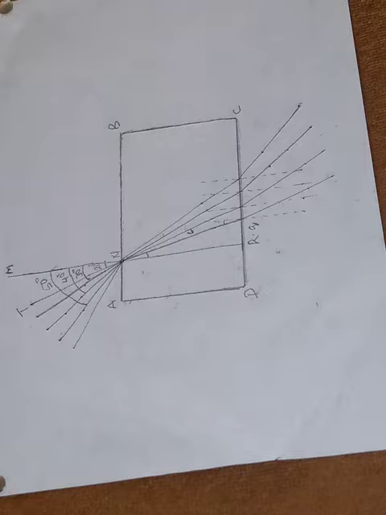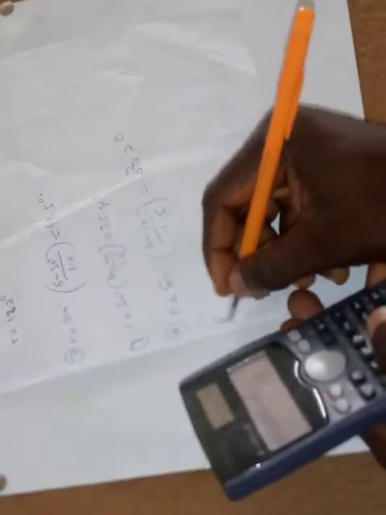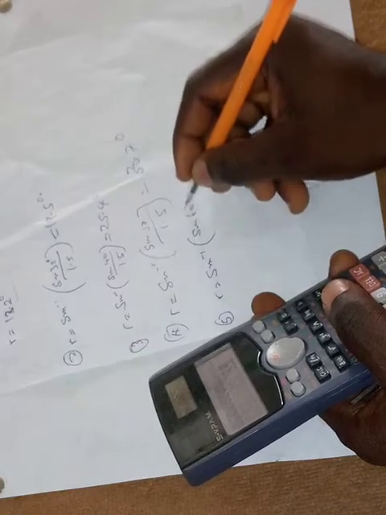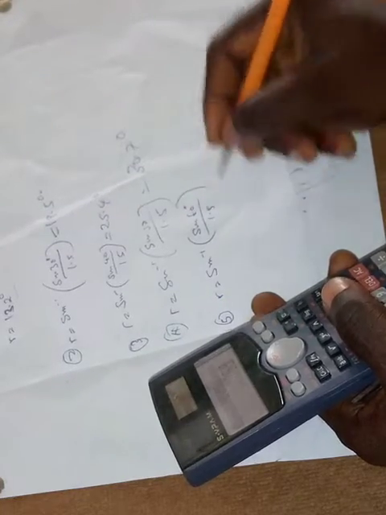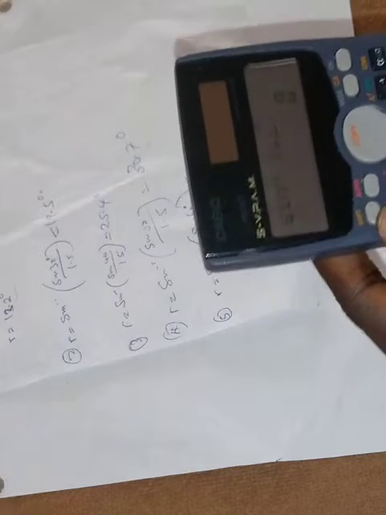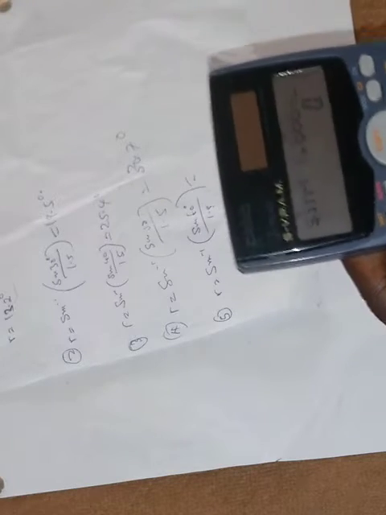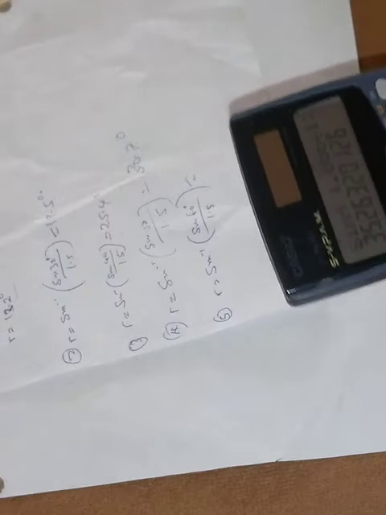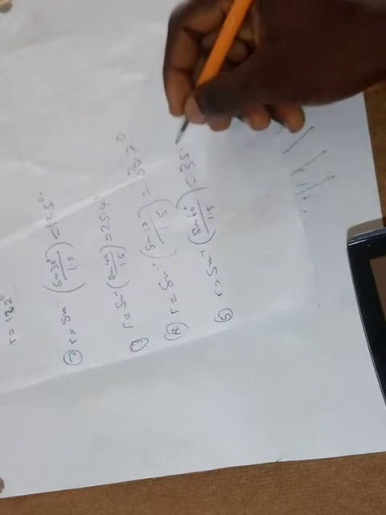Then the next thing we have to do is to calculate the angle of refraction. So number 5 is going to be equal to arc sine 60 degrees divided by 1.5. So that's going to give us sine 60 degrees, 0.866. So I'm going to do shift sine 0.866 divided by 1.5, close the bracket. That's going to give us 35.3 degrees.